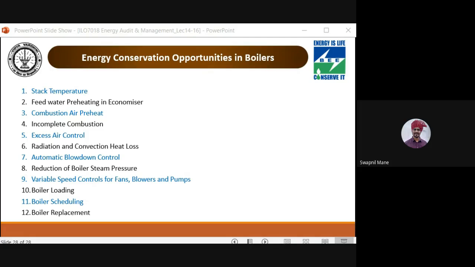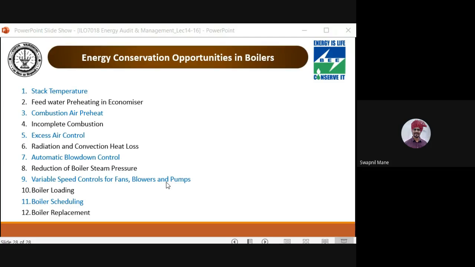Then next one is scheduling of the boilers. The optimal efficiency of the boiler occurs at around 65 to 85% of the full load, and it is usually more efficient to operate a fewer number of boilers at higher load. For example, you have 3 boilers in your boiler house. Instead of using all 3 boilers at half load, we can use only 2 boilers at full load.